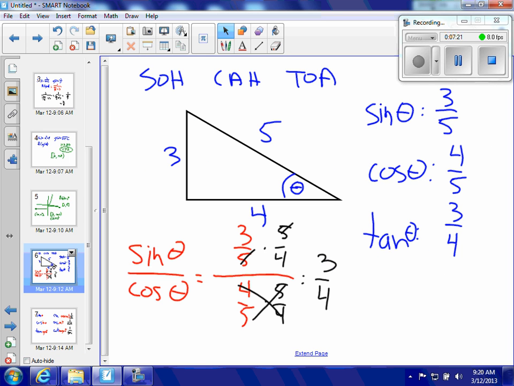Back to my triangle. So instead of a 3, 4, 5 triangle, I'm going to change it. I'm going to call it a 6, 8, 10 triangle. There's nothing wrong with the 6, 8, 10 triangle. They work just as well. So Valeria, can you give me sine theta for my new 6, 8, 10 triangle? 6 over 10. So sine theta is 6 over 10. Can you reduce that?